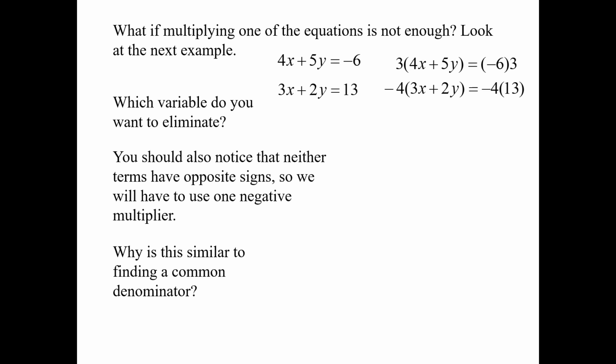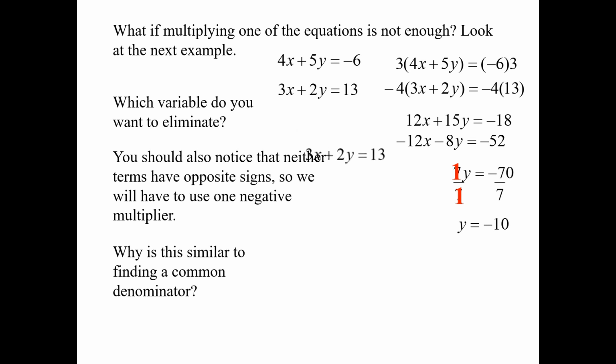So let's distribute these. I got 12x plus 15y is -18. I got negative 12x minus 8y is -52. I combine these down to get 7y is -70 and y is -10.